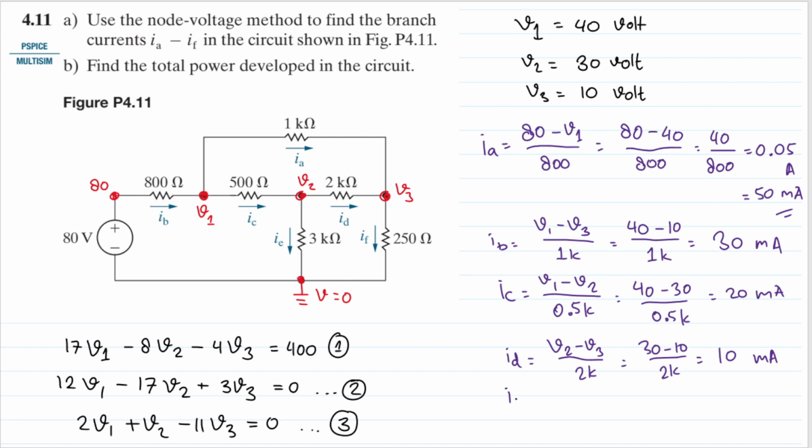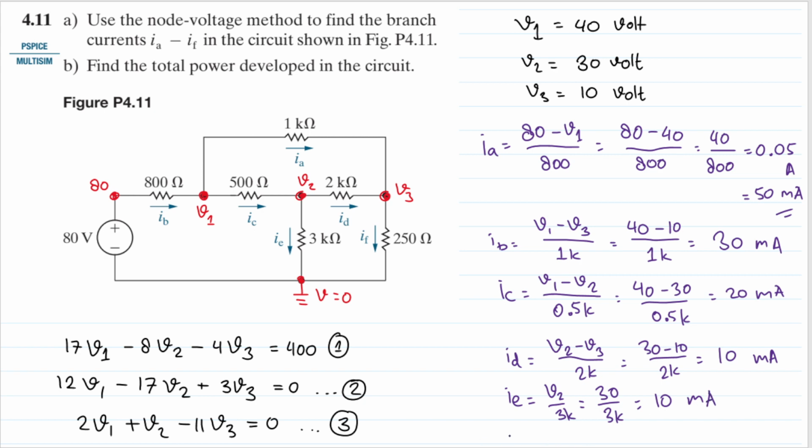And let's find out IE. IE is just V2 divided by 3. What is V2? V2 is 30. Remember, 3 is 3 kilo ohm. So I have 3 kilo ohm. And so we will have also 10 milliampere.